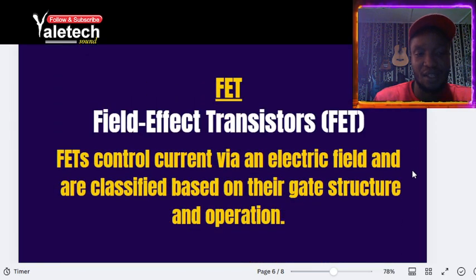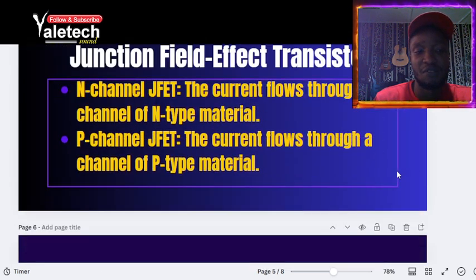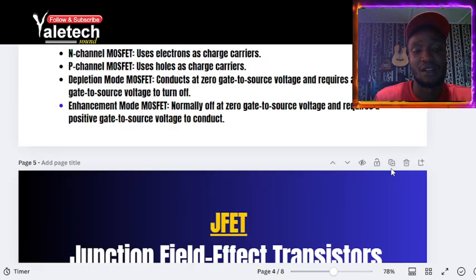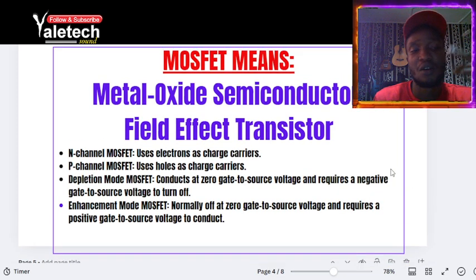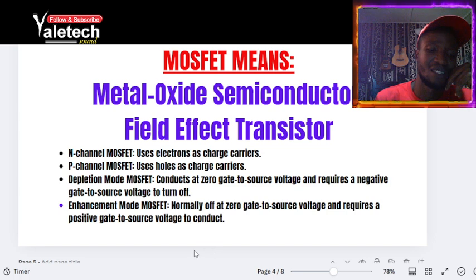Then JFET, yes, we've discussed. The JFET has different categories. We have the N-channel JFET and the P-channel JFET, and looking at the MOSFET, we have the N-channel, the P-channel, the depletion mode, and the enhancement mode.